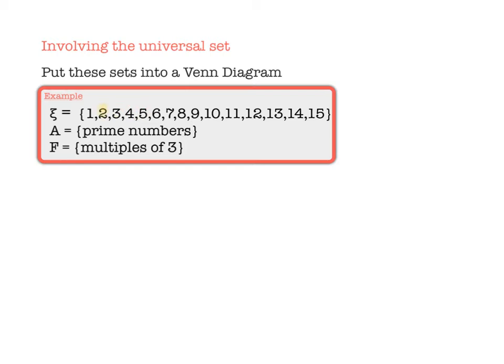So the prime numbers are 2, 3, 5, 7, 11 and 13. So we can write set A equals, with our curly brackets, these numbers. Next we're looking at our multiples of 3. So they are 3, 6, 9, 12 and 15. And again, we can write set F equals, and these numbers in a curly bracket.